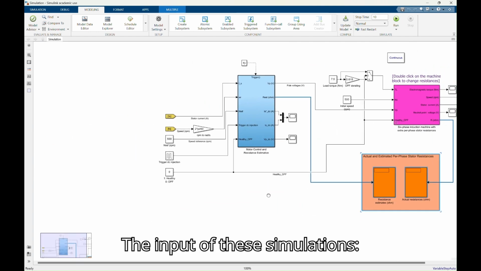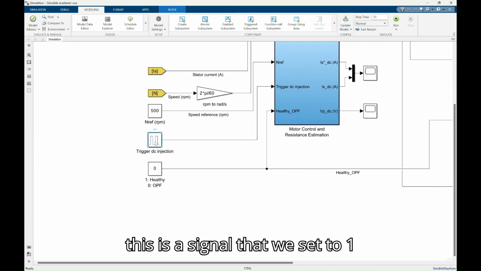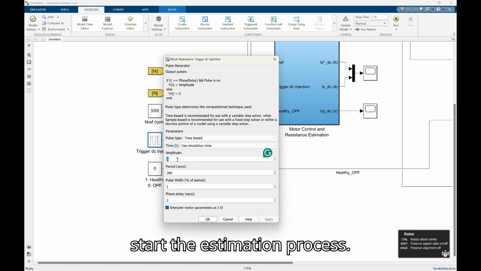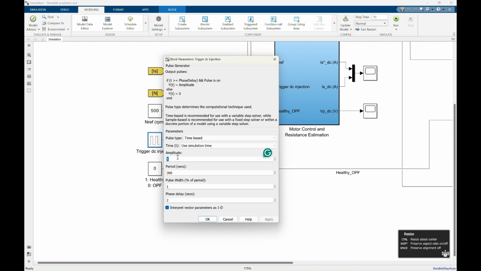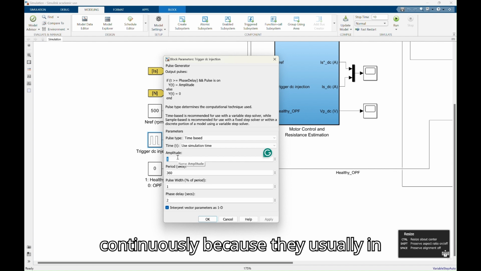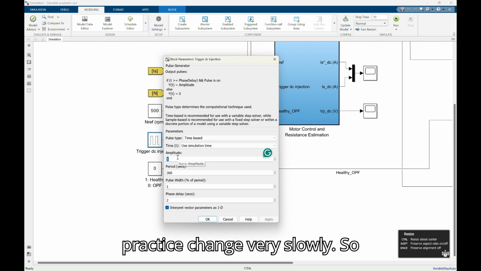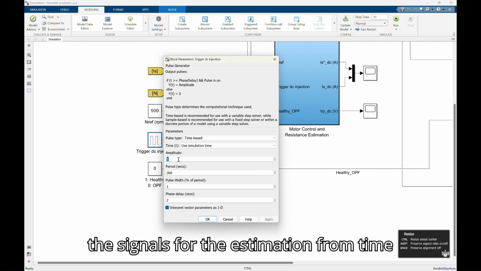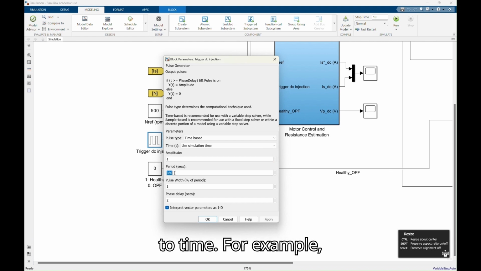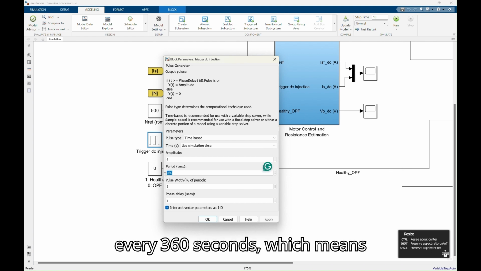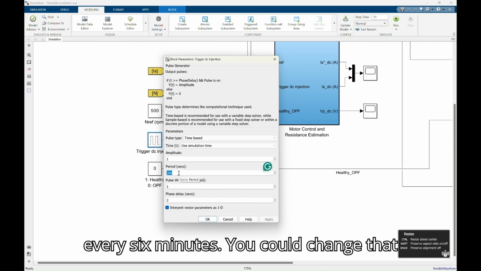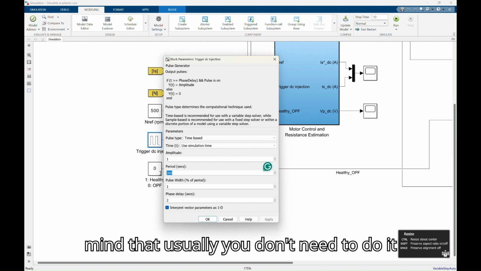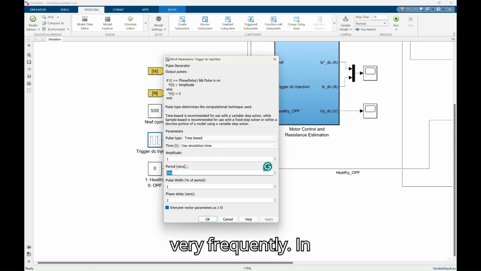Okay, so the input of these simulations, this is a signal that we set to 1 when we want to start the estimation process. We don't have to estimate the resistances continuously because in practice they usually change very slowly. So we only inject the signals for the estimation from time to time, for example, every 360 seconds, which means every 6 minutes. You could change this if you want, but in any case, just keep in mind that usually you don't need to do it very frequently.